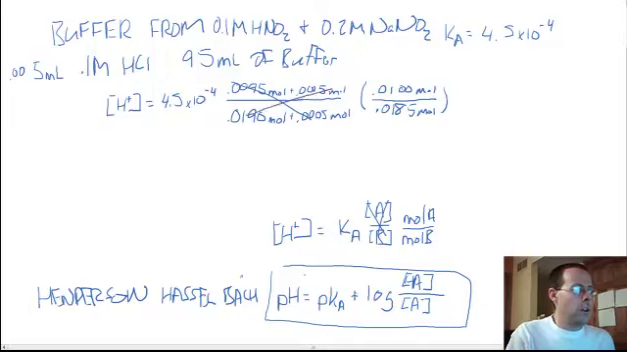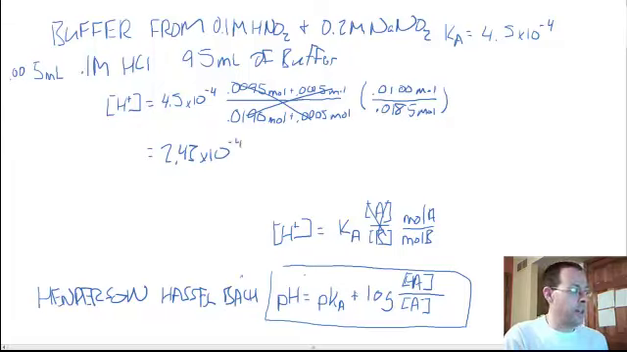If we take this ratio times 4.5 times 10 to the negative fourth, we get 2.43 times 10 to the negative fourth. If we go ahead and take the negative log of this to get our pH, we find that pH equals 3.61, which is the answer we got using the method I just showed you in the podcast.